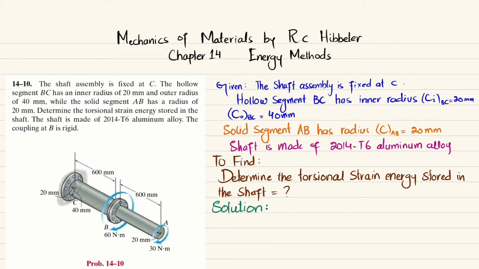So you can see this is shaft BC and this is shaft AB. The end C is fixed. There is a coupling between AB and BC, which is rigid. At point A, we have a clockwise torque of 30 Newton meter. At coupling, we have a clockwise torque of 60 Newton meter, and this BC is hollow. Inner radius is given as 20 millimeter and outer radius for BC is 40 millimeter, while solid segment AB has radius 20 millimeter. So you have to determine the torsional strain energy stored in this shaft.